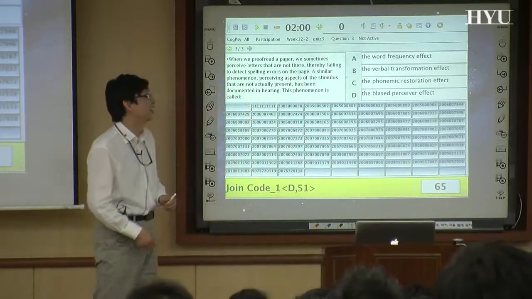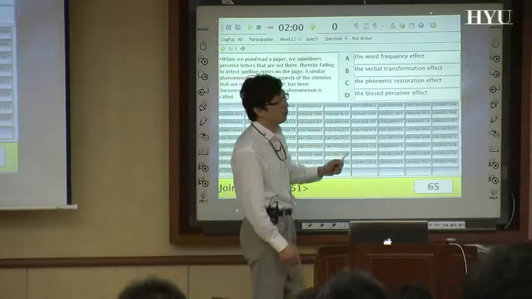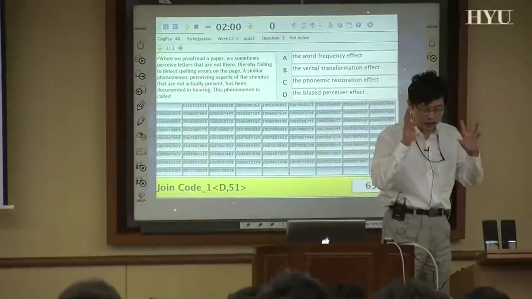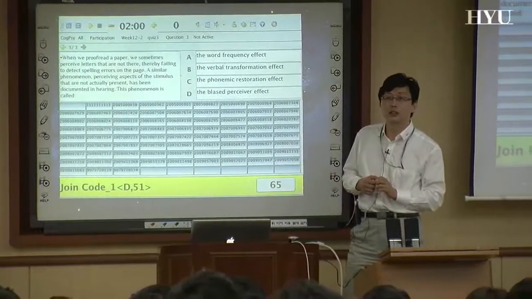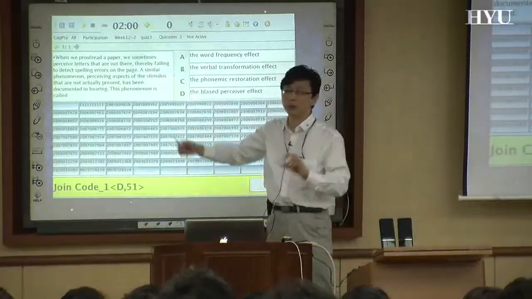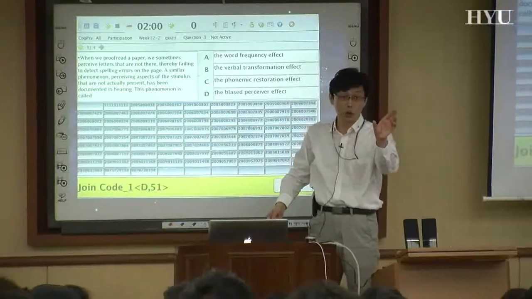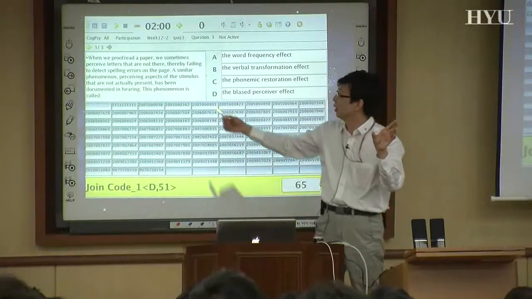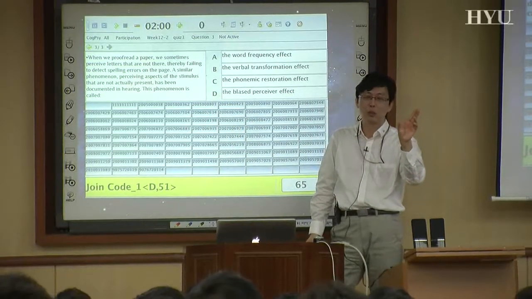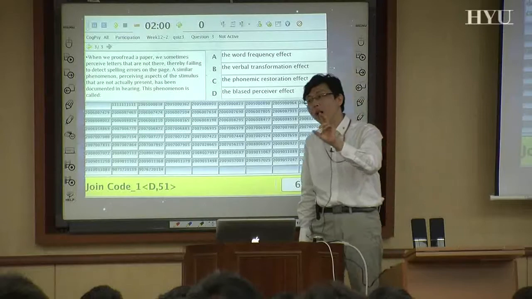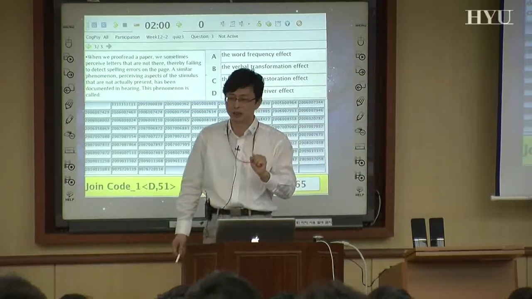Blasted perceiver effect, okay? The phoneme, morpheme, yeah, that is a word, sound. Get it? Understand the question? So we have a similar effect, okay? Even though you have typos in the newspaper, you can understand it.